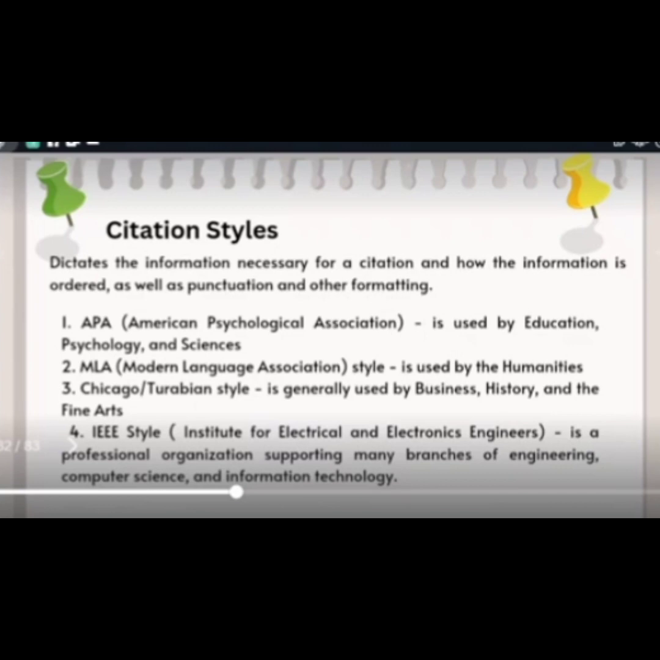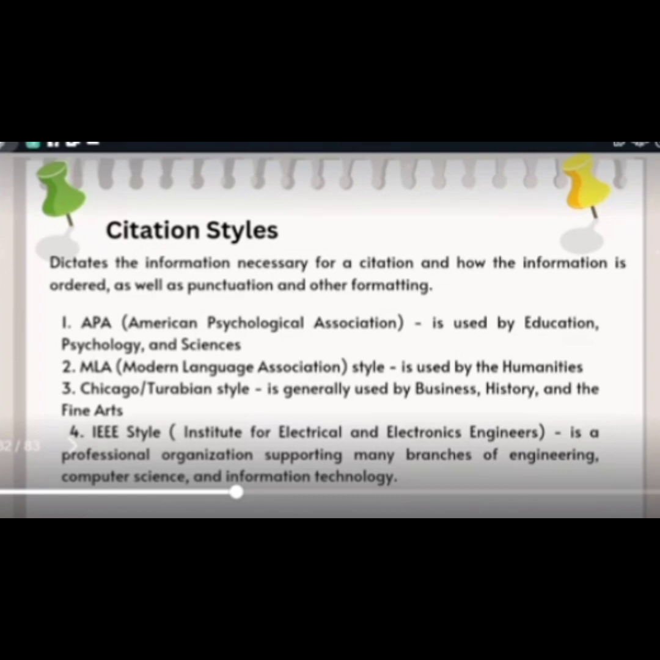So we have four basic or common citation styles. First, APA, meaning American Psychological Association. This is used by education, psychology, and sciences. Number two, we have MLA, Modern Language Association style. This is used by the humanities. Number three, Chicago Turabian style, which is generally used by business, history, and the fine arts.